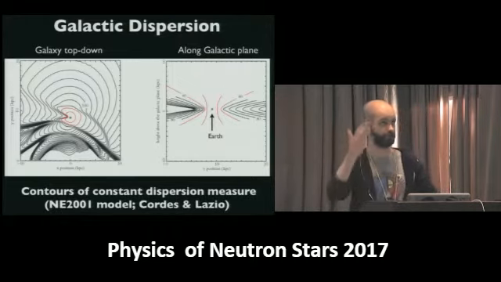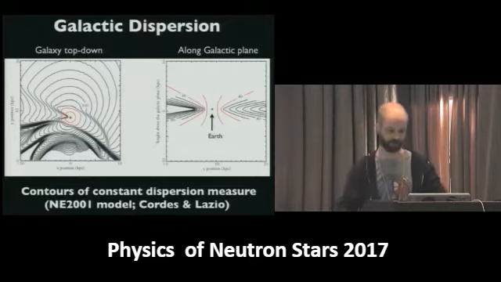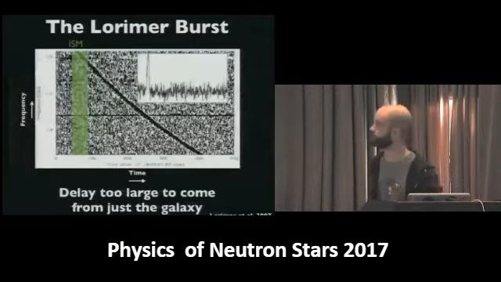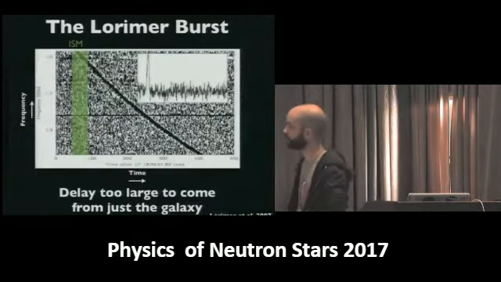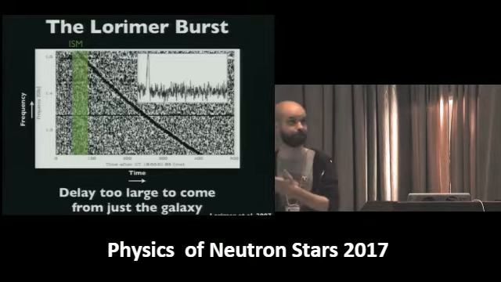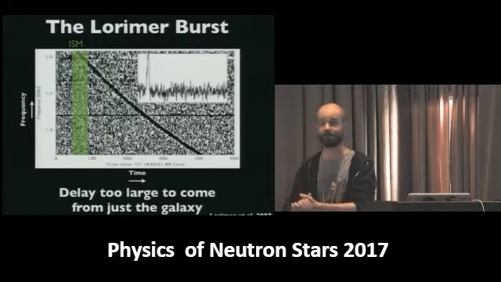So using a model like this, and the measured dispersive delay, you can figure out the distance to a source in a model-dependent way, of course. And what was interesting about the Lorimer burst was, well, we can figure out for this particular line of sight, which happens to be towards the Large Magellanic Cloud, how much dispersive delay we would expect from all of the material from the Milky Way galaxy. And the amount of dispersive delay across the whole band is given by this green bar here. And as you can see, the amount of dispersive delay that was observed was much, much larger.